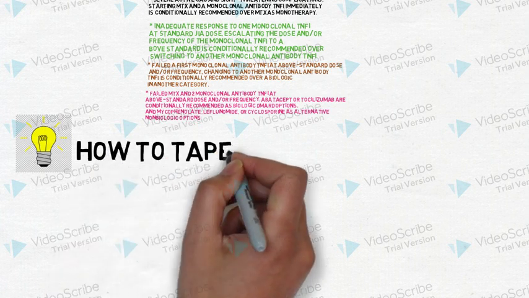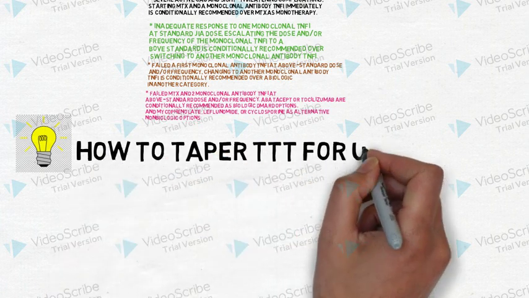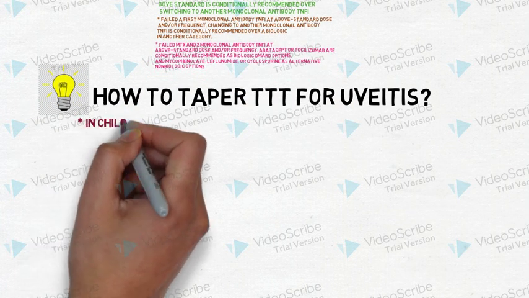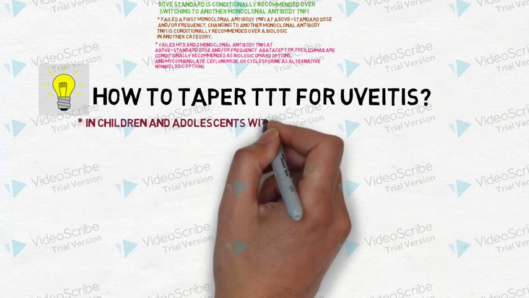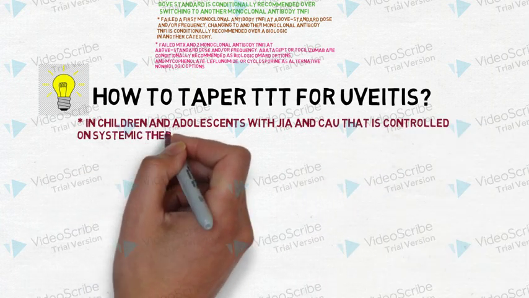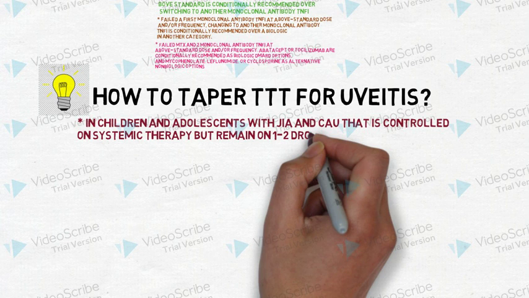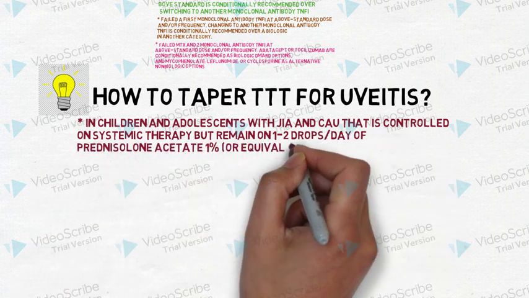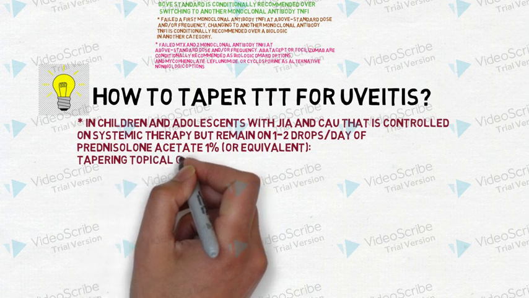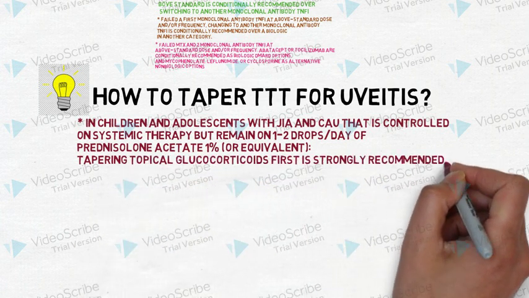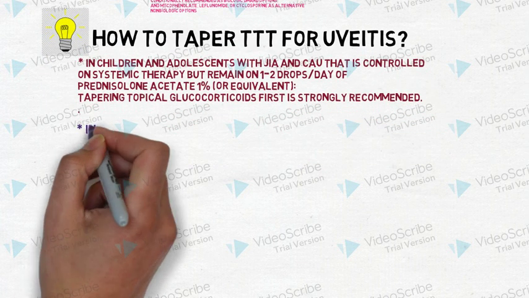How to taper the treatment for controlled uveitis. If the patient is well controlled on topical steroids and systemic therapy, we taper topical steroids first. We should remember that when we have active uveitis, we add topical steroids first, and when we have controlled uveitis, we taper topical steroids first. So topical steroids are first to add and first to taper.